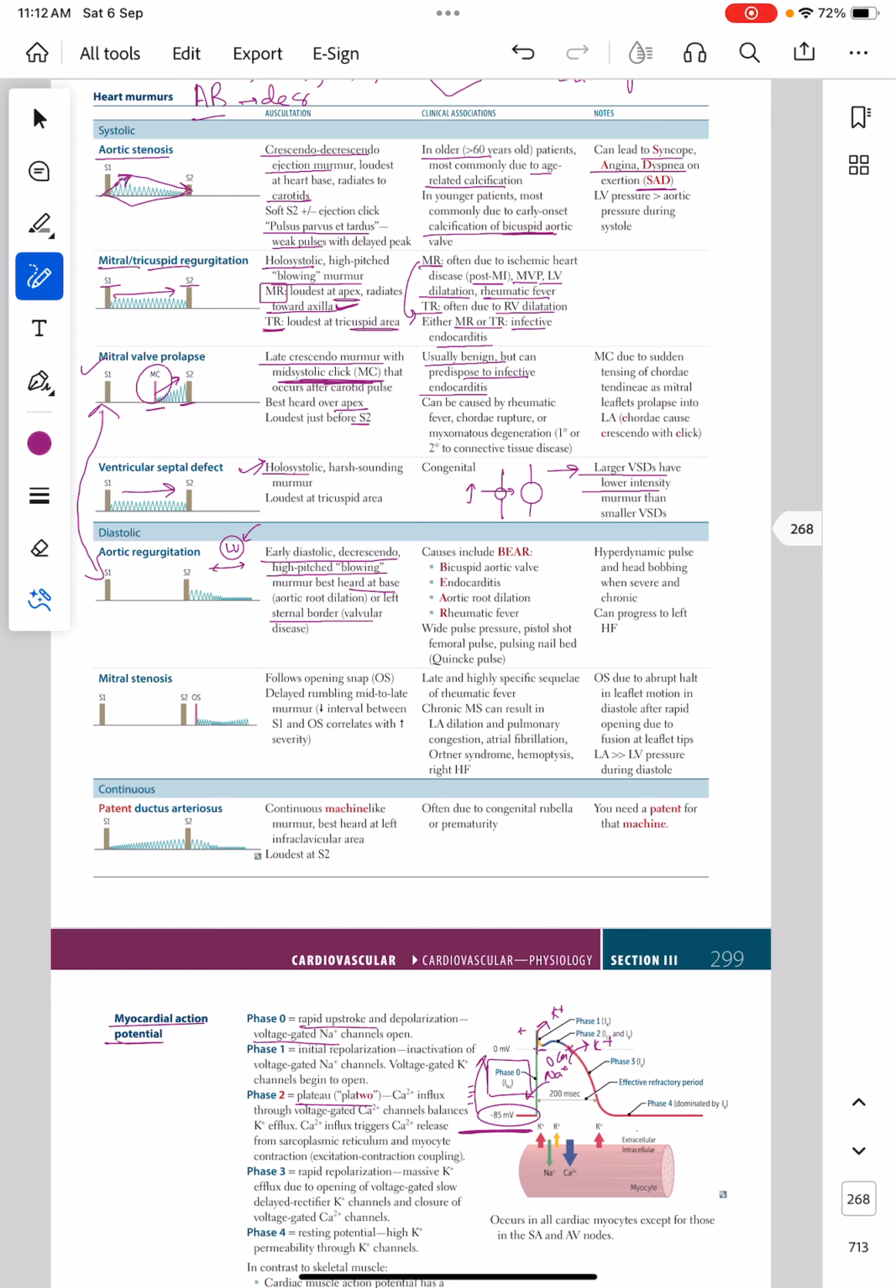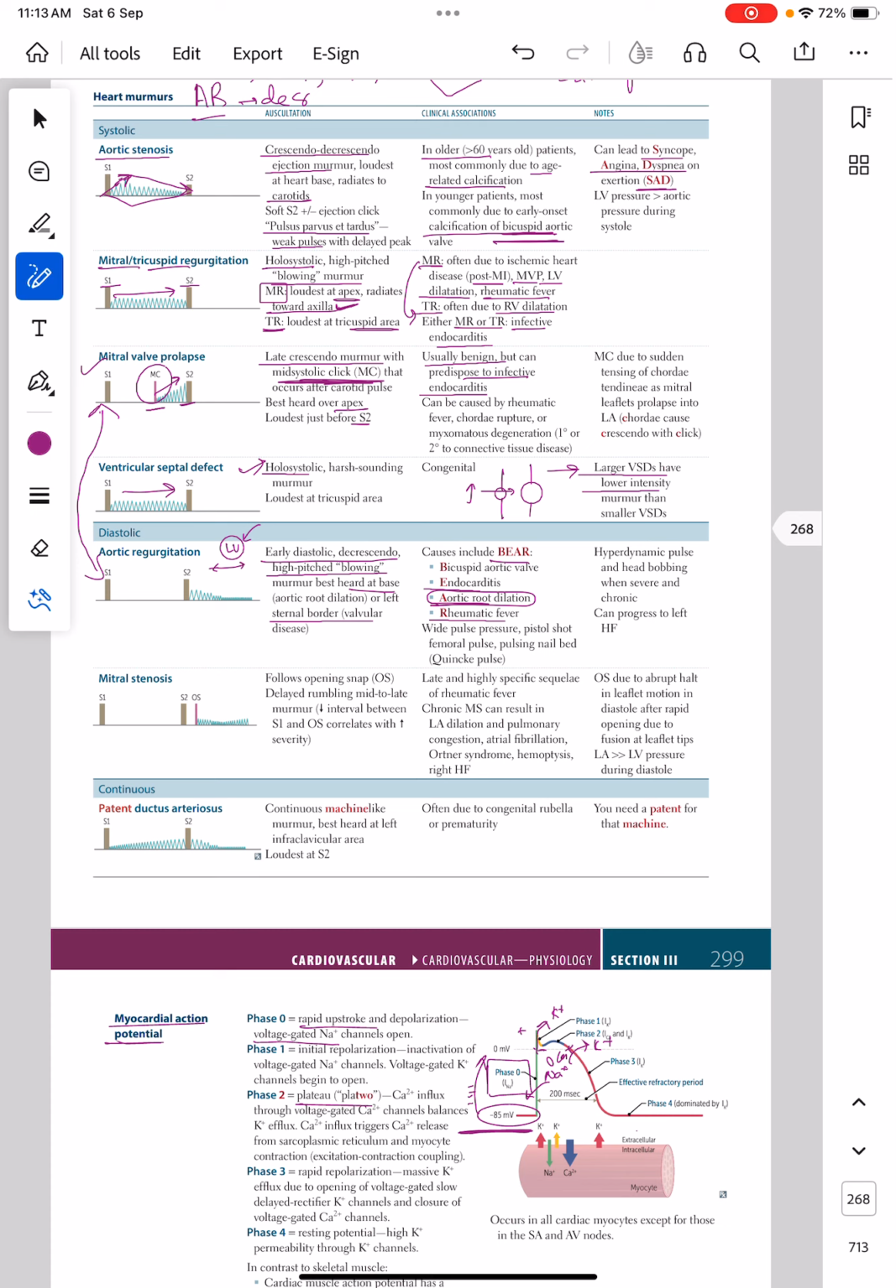You can remember with this mnemonic: bicuspid aortic valve. Bicuspid aortic valve also produces another disease. Which one was that? Aortic stenosis, but that was with a calcified bicuspid aortic valve. Similarly, endocarditis, aortic root dilatation. This is very important: whenever the aortic root dilates, it will cause a regurgitation murmur. And rheumatic fever.